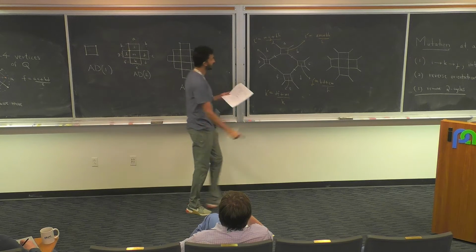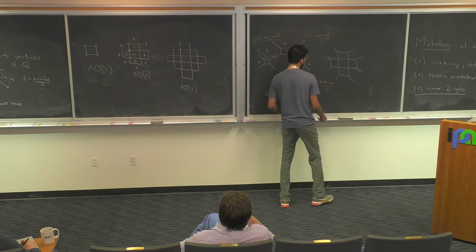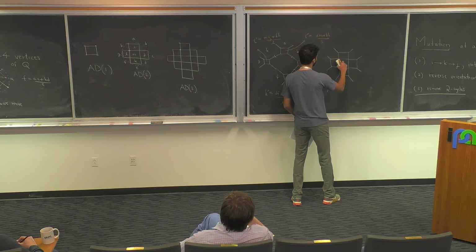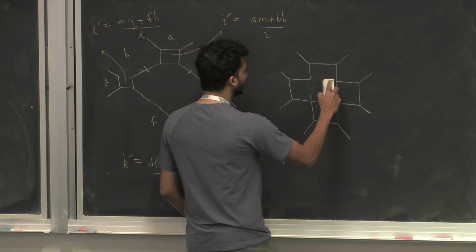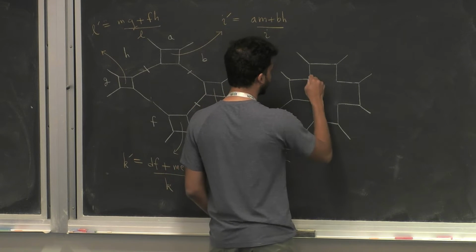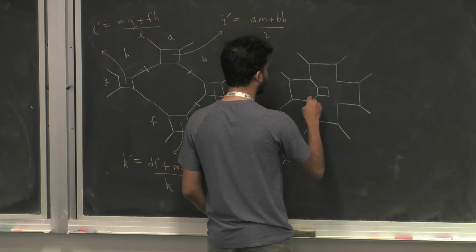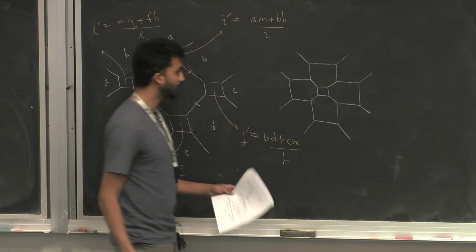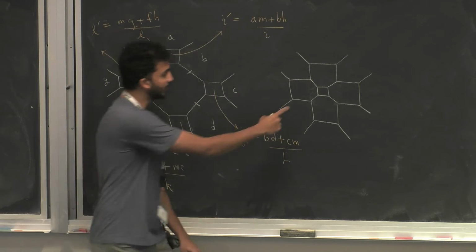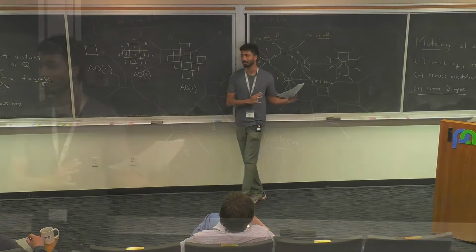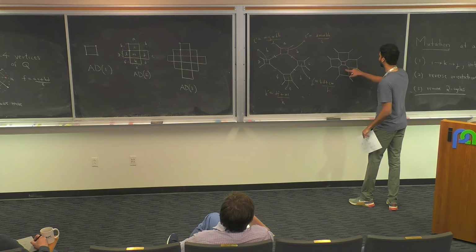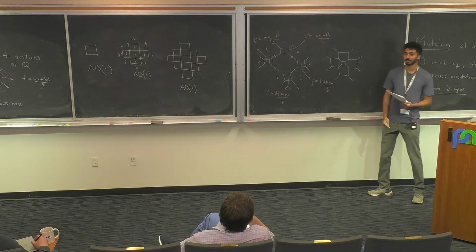And now I want to mutate at this face over here. When I do this, I'm going to replace this square with a spider, and I get this picture over here. And this is where I stop. Now I have no more mutations that I can do. I can mutate at this square face, but that's going back to this picture because mutation is an involution. And these are all hexagonal faces, so I can't mutate there.